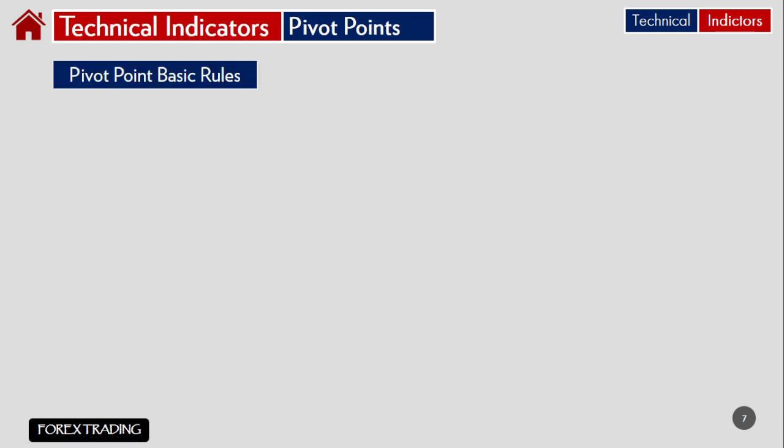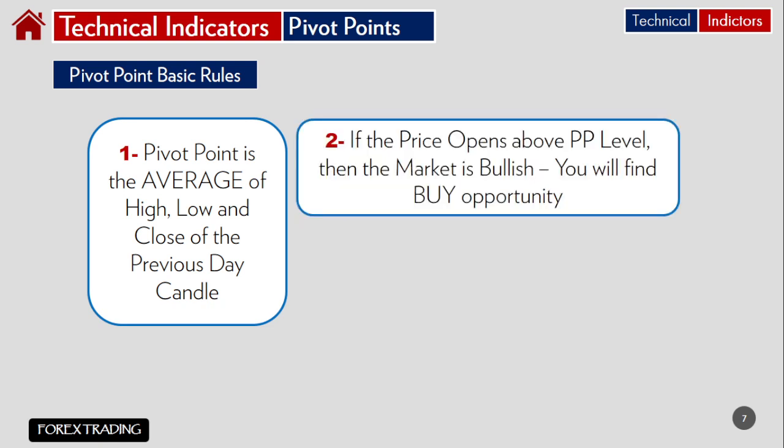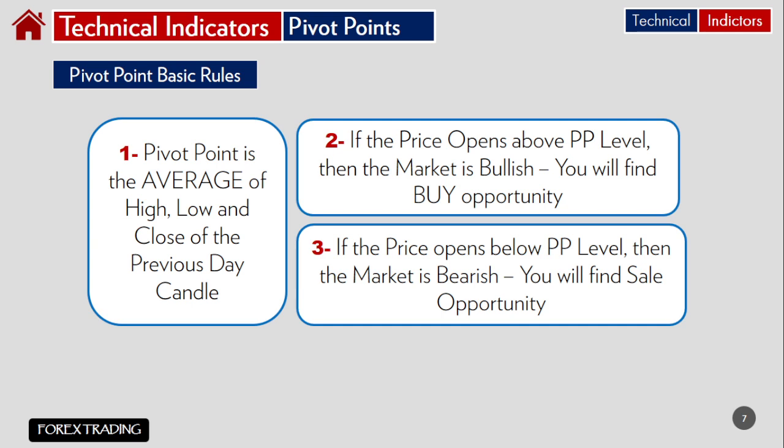There are some basic pivot point rules that you need to understand. Number one, the pivot point is the average of the high, low, and close of the previous day candle. Very important. Number two, if the price opens above the PP, meaning the pivot point level, then the market is bullish. You will find buy opportunities. Number three, if the price opens below the PP level, then the market is bearish and you will find sell opportunities. So you need to remember these three points whenever you are using pivot points.